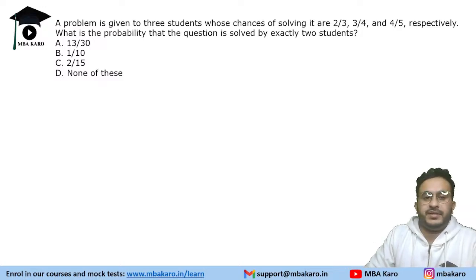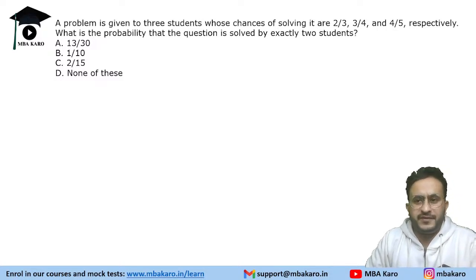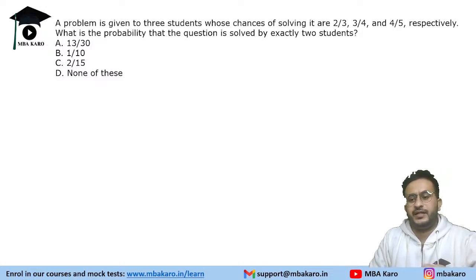The problem is given to 3 students whose chances of solving it are 2 by 3, 3 by 4, and 4 by 5 respectively. What is the probability that the question is solved by exactly 2 students?